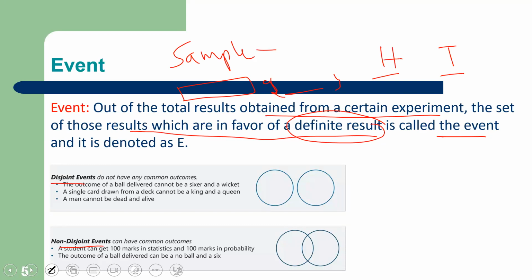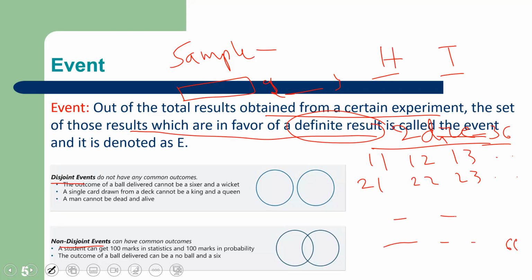Fine. Now take the dice, for example. When I throw 2 dice, there are 36 combinations I can get in the sample space, like 1 1, 1 2, 1 3, and 2 1, 2 2, 2 3, and so on. At the end I will have 6 6. Now I can define a certain event E1, and I can define a certain event E2.